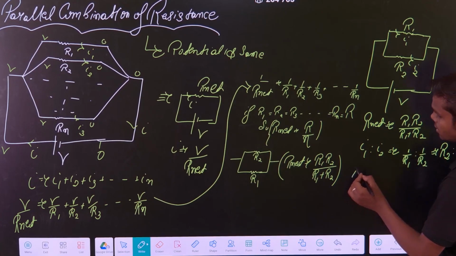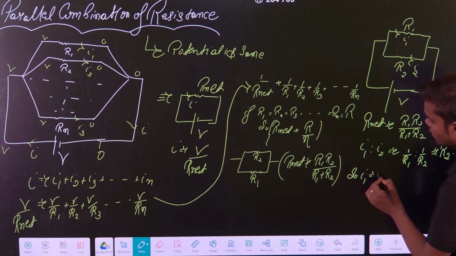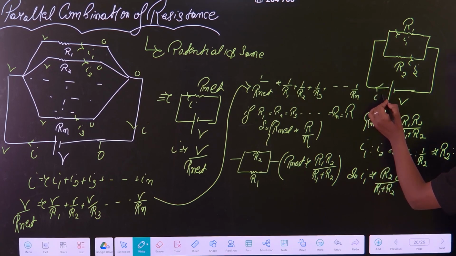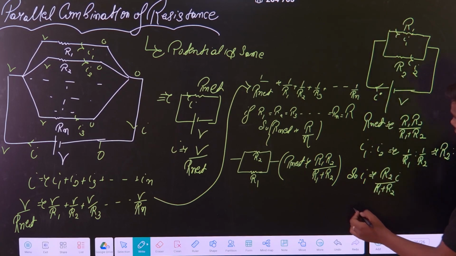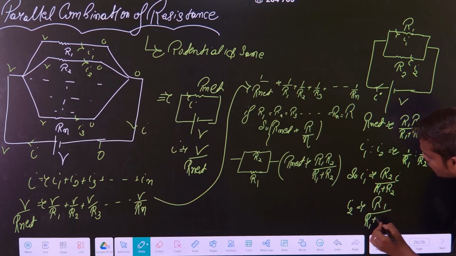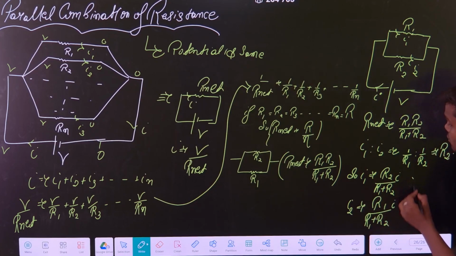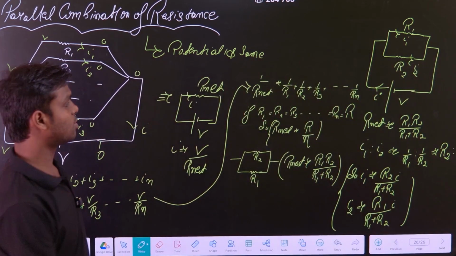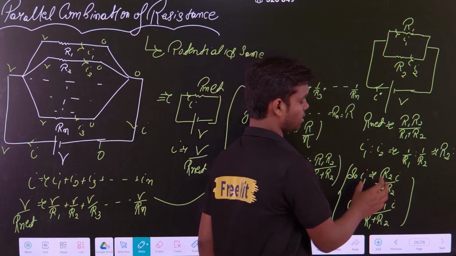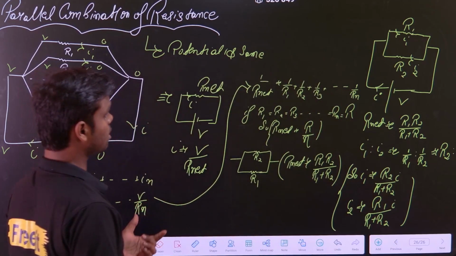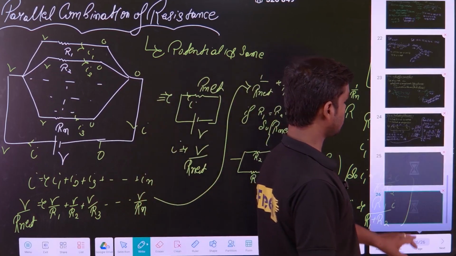Now from here, if someone asks what is my I1, I will write R2 upon R1 plus R2 into I, where I means the current which flows from this battery. Similarly, I2 is R1 upon R1 plus R2 into I. So this is how you distribute the current in the parallel combination. Here you have to calculate the total current and simply apply it. Remember that in voltage division, the resistances come in the same manner.